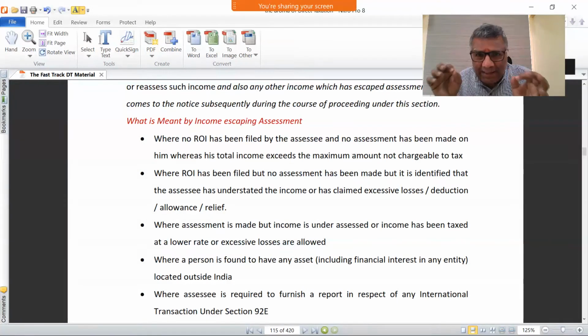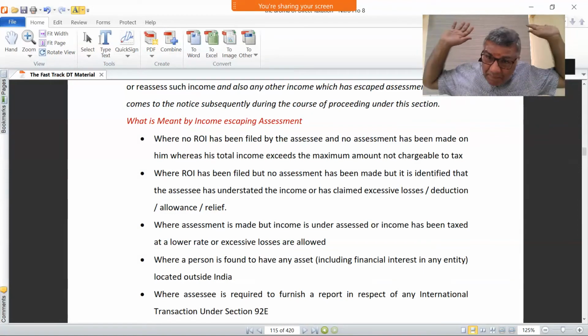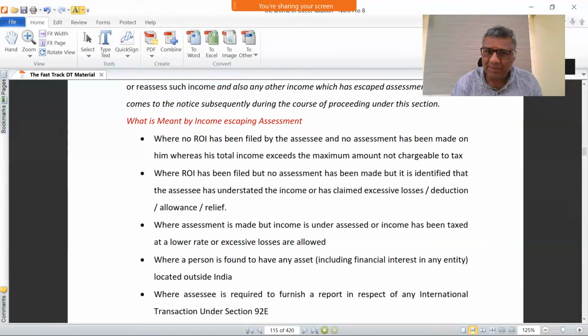What is meant by income escaping assessment? Where no ROI has been filed, return of income is not filed, but the total income has exceeded basic exemption limit. Return of income not filed, but now the assessing officer has sufficient proof that my total income has escaped.